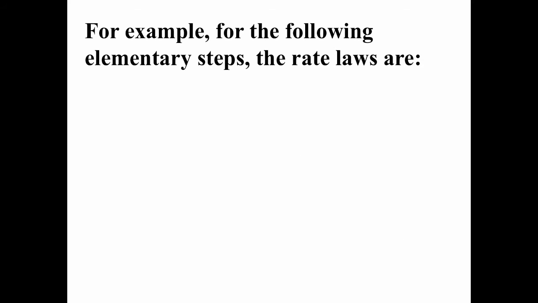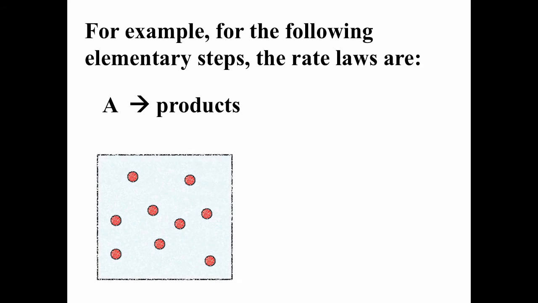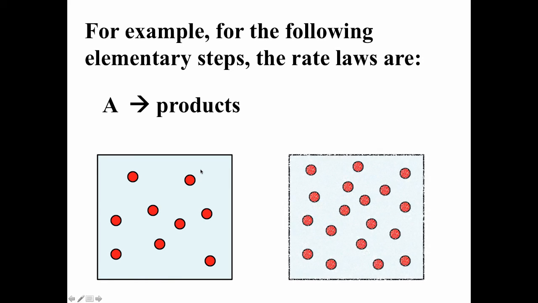For example, let's consider some elementary steps or elementary reactions. About the simplest thing we can consider is substance A makes products. If we have a certain concentration of A, then it'll react at a certain rate. And if all that's happening is A is making products, then if we have a higher concentration, we get a higher rate. In fact, they're directly proportional. Twice as high a concentration of A makes twice as high a rate.